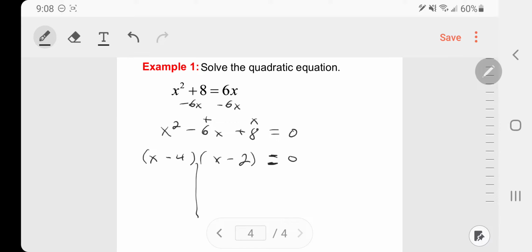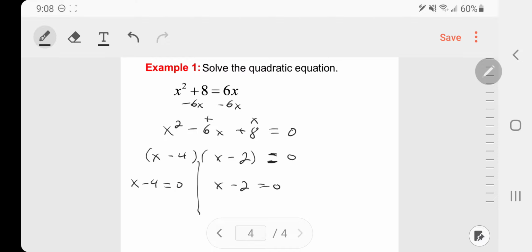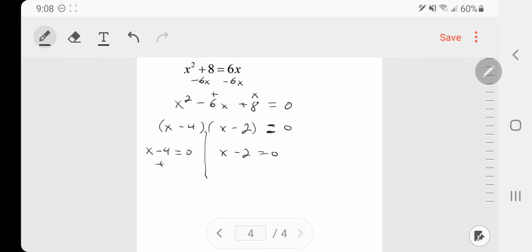Okay, now we apply the zero product property. On the left, it's x minus 4 equals 0. On the right, it's x minus 2 equals 0. And we just solve those very quick equations. For x, I'm going to add 4 on both sides, and I get x equals 4. On this one, I'm going to add 2 on both sides, and I get x equals 2.